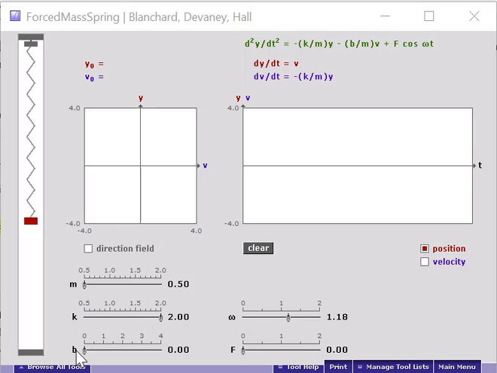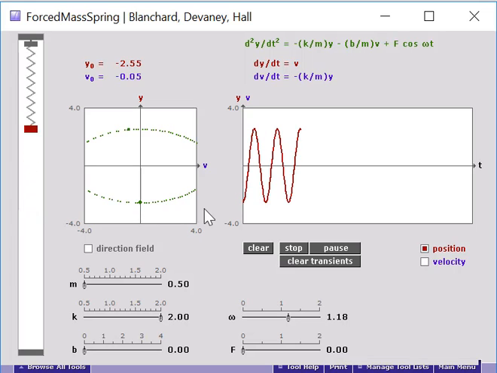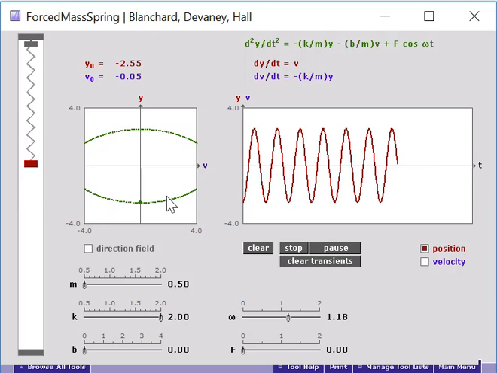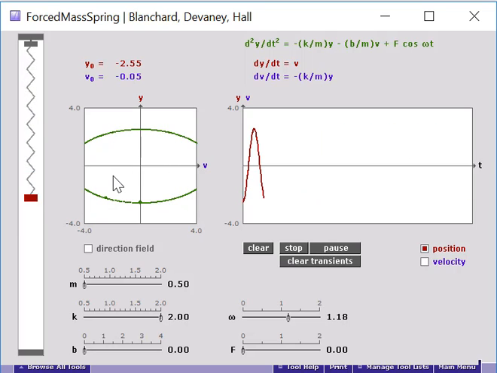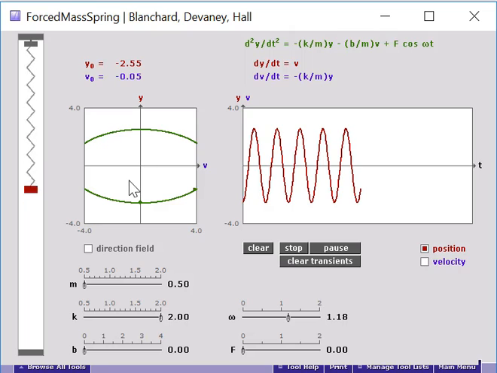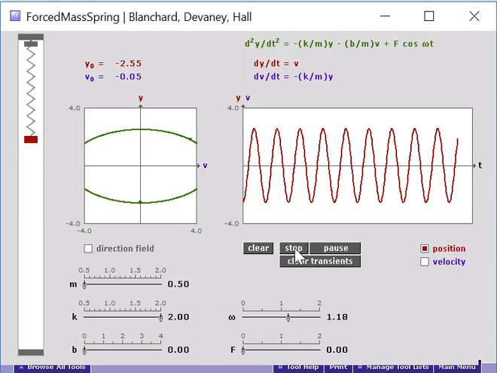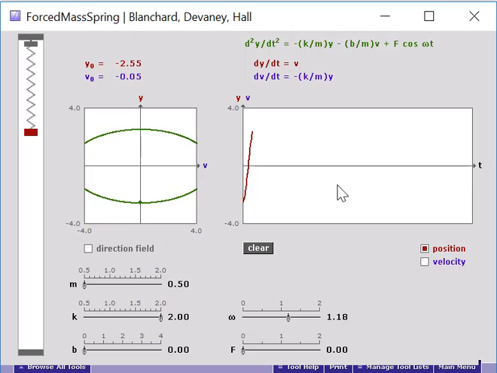So if B is 0, we have an undamped spring equation. If we start this at some initial condition, maybe we pull or stretch the spring down, then the spring just oscillates back and forth, creating an ellipse or a center in the phase portrait. And then of course the graph of the position function is just a sine or cosine curve.